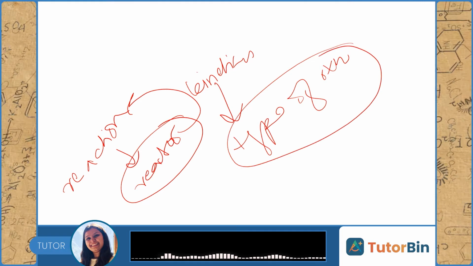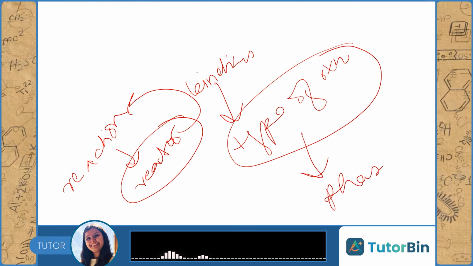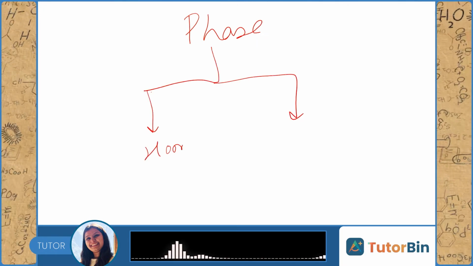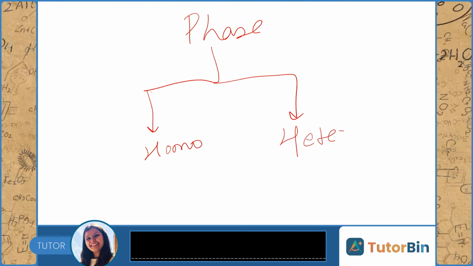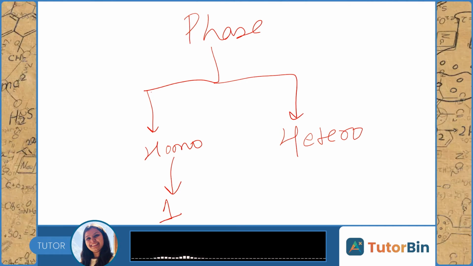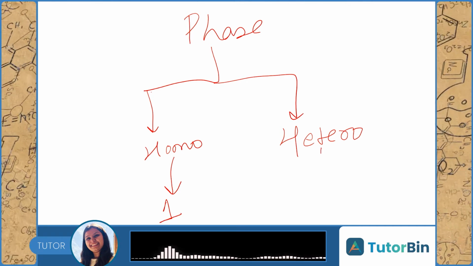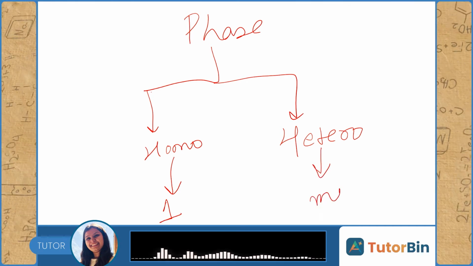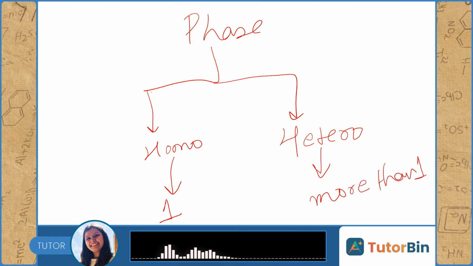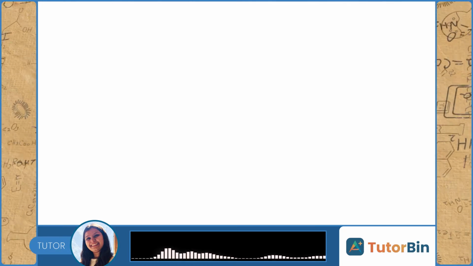Let us discuss the types of reactions based on the phases. Based on phase, reactions can be of two types, homogeneous and heterogeneous. A homogeneous reaction involves only one phase, while a heterogeneous reaction proceeds with more than one phase. The phases may be 2, 3, but it is not one, it is more than one. Apart from the phase of the reaction, there are other factors that affect the rate of the reaction.